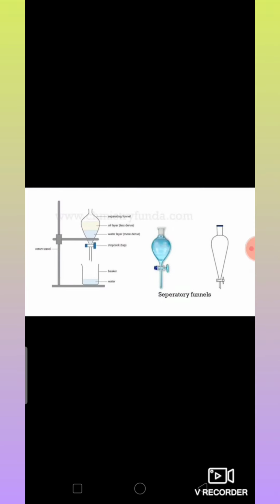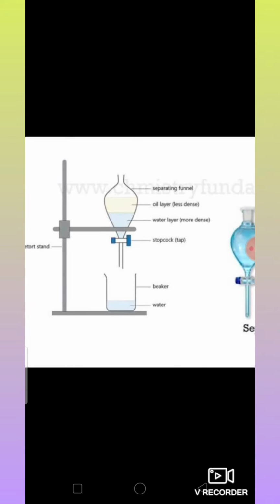Next, we need to see the solvent extraction method. It is used in the case of two immiscible liquids, which can be separated by the solvent extraction method. This method works on the principle of difference in solubility of two immiscible liquids in a suitable solvent. For example, a mixture of water and oil can be separated using a separating funnel.